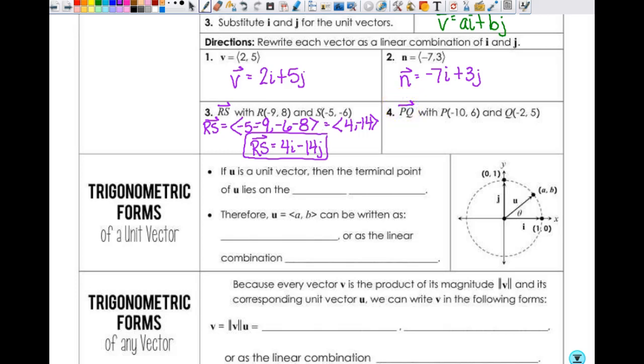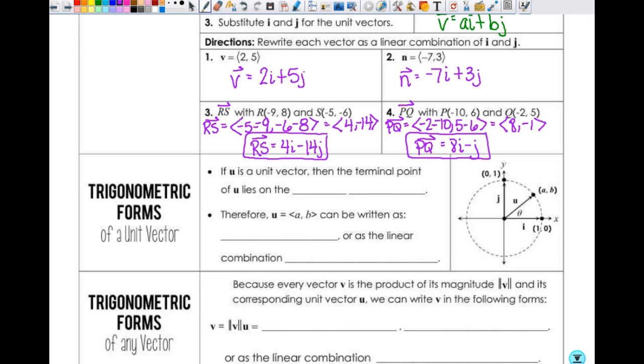All right, so in order for me to find this, vector pq is first going to give me negative 2 minus a negative 10, 5 minus 6, so that's going to give me 8, negative 1. That means that the vector pq is equal to 8i minus j.